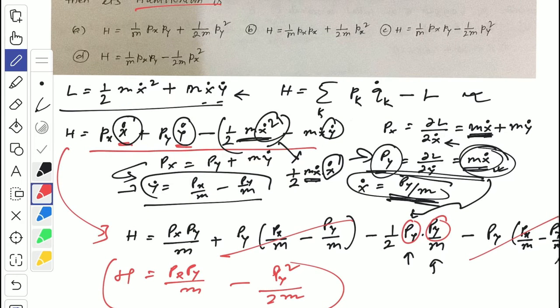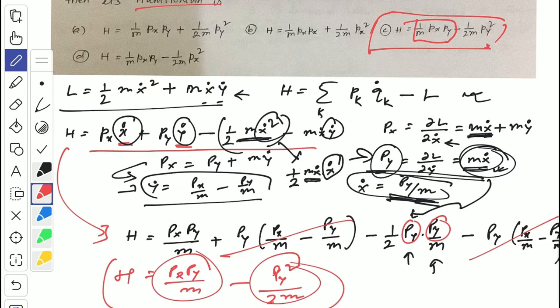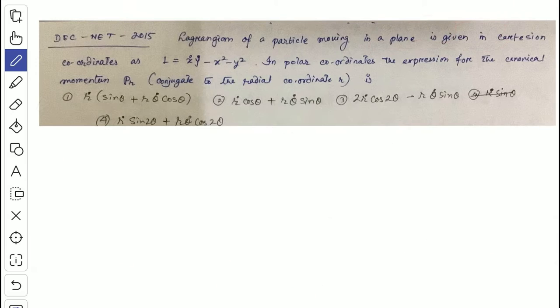So which option is correct here? Check which option is correct. I think this is option C. Option C is correct, I think. Yes. So here it is 1 by m p_x into p_y, that means this one, and this one is this. So hope you have understood this. Now let's move on to the next.